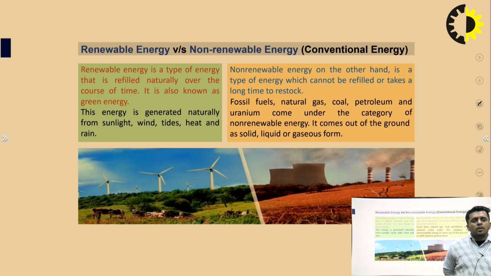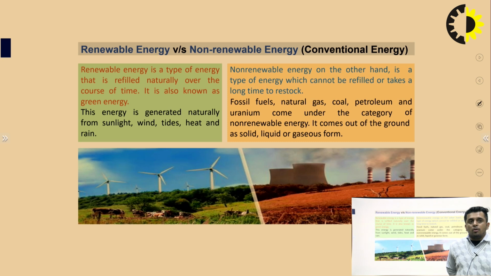Means this will be existing as long as we have Earth. This energy is not going to end. You can say there is abundant availability of these sources. This energy is generated naturally from sunlight, wind, tides, heat, rain. These are totally renewable energy sources.